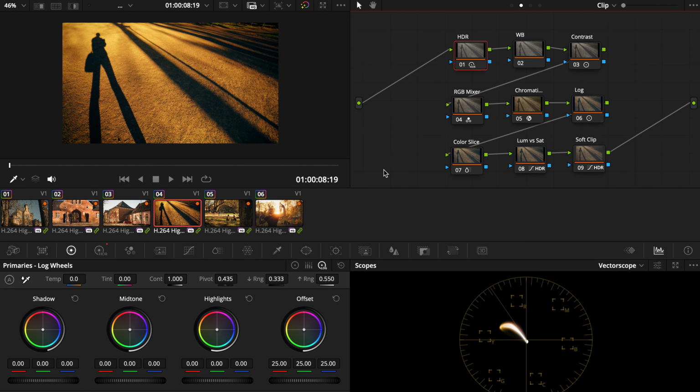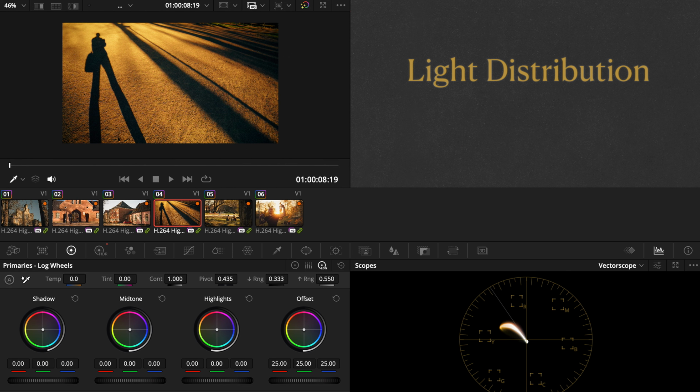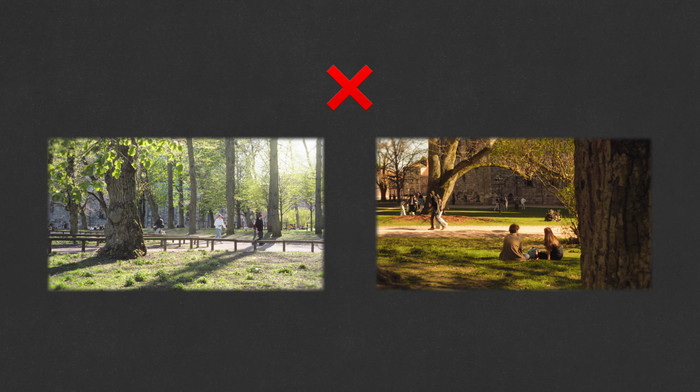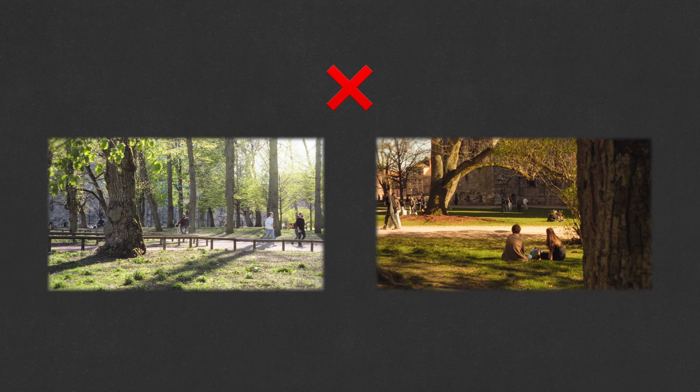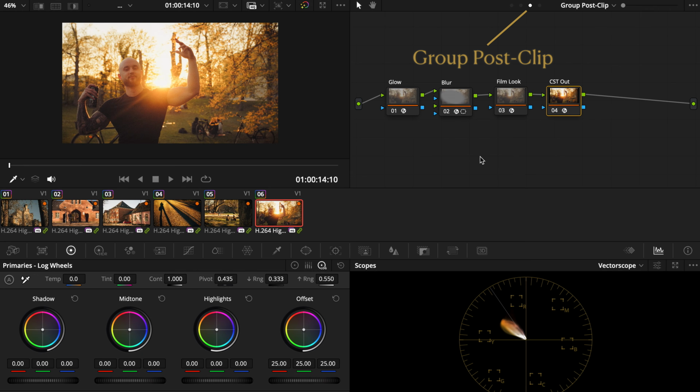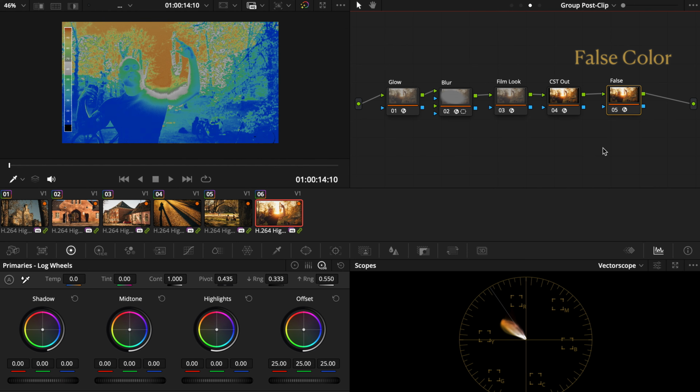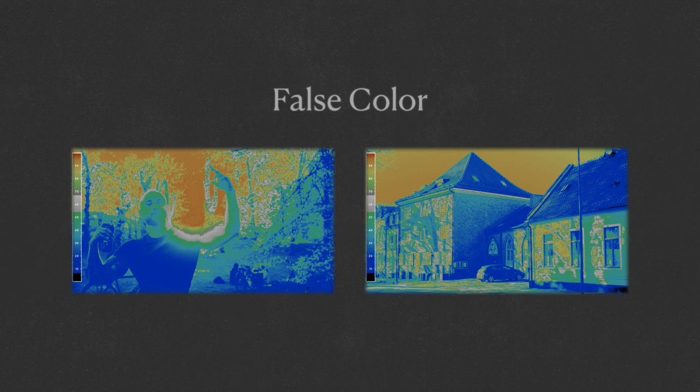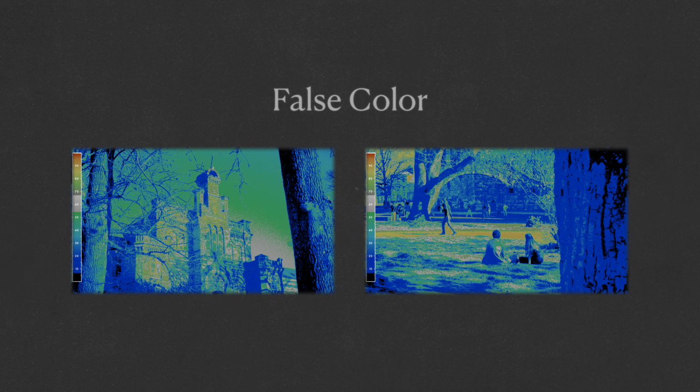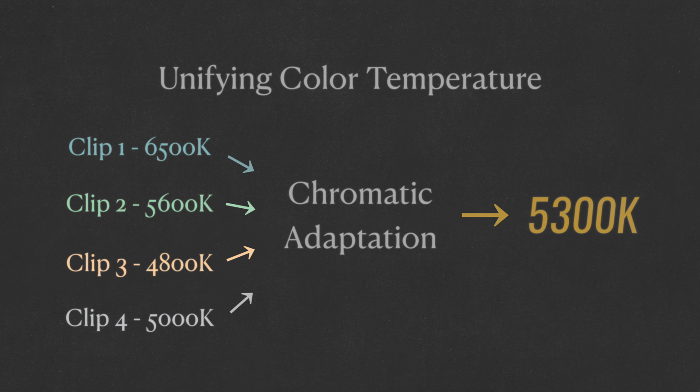Now, personally, there are two things I pay the most attention to when matching shots: light distribution and color temperature, because even subtle inconsistencies in brightness or color temperature can break the illusion that shots belong together. For exposure consistency, I highly recommend using false color at the very end of the pipeline. It removes a lot of the blind guessing and helps keep your tonal balance much more unified across shots. And for color temperature, tools like chromatic adaptation become incredibly useful for keeping every scene inside the same visual world.